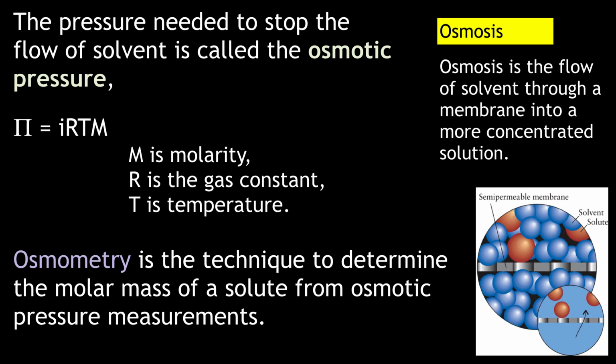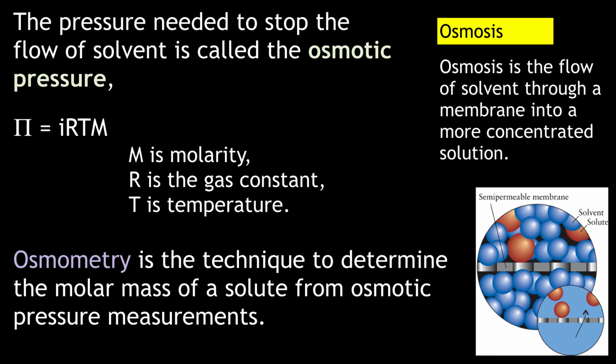Osmosis is the flow of a solvent, normally water, through a semi-permeable membrane into a more concentrated solution. When a concentrated solution is adjacent to pure water and they are separated by a semi-permeable membrane, the water passes through the membrane into the more concentrated solution to dilute it.